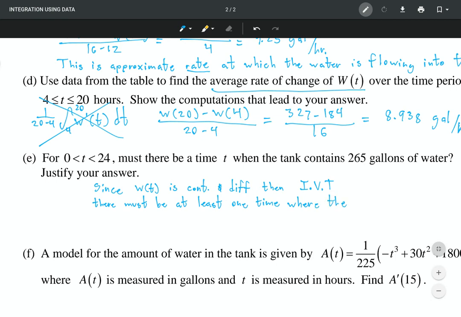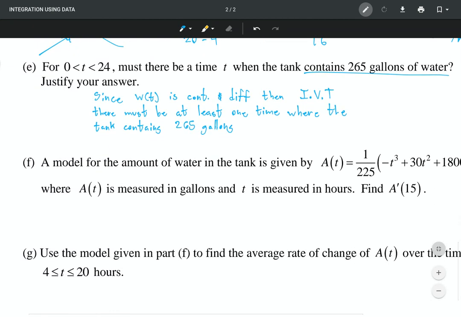So basically, I'm just rewriting this: 265 gallons. Okay, so that's that. Again, that's a very important theorem to know, the intermediate value theorem. Absolutely important. All right, so let's move on.